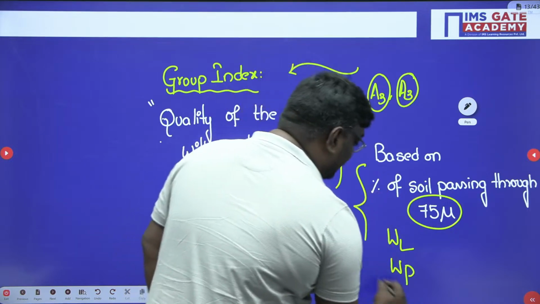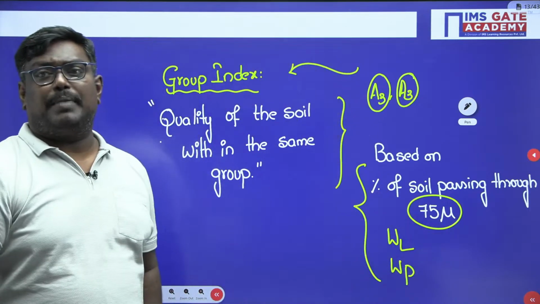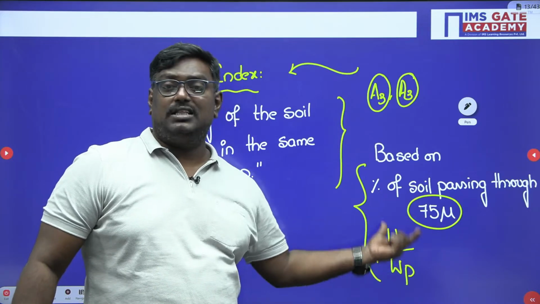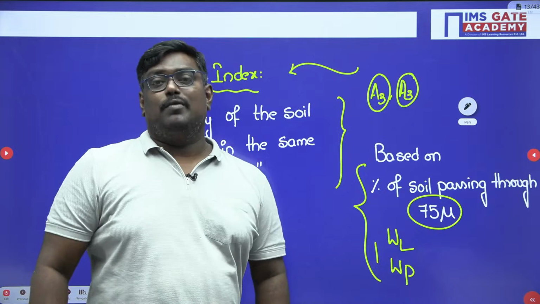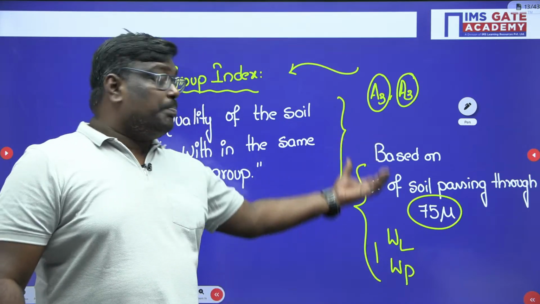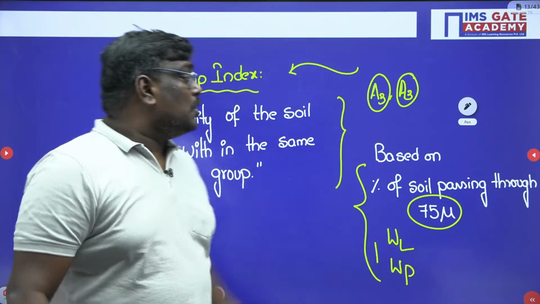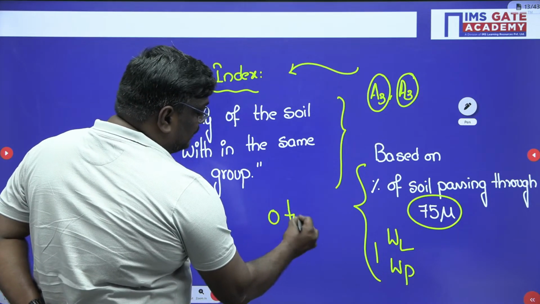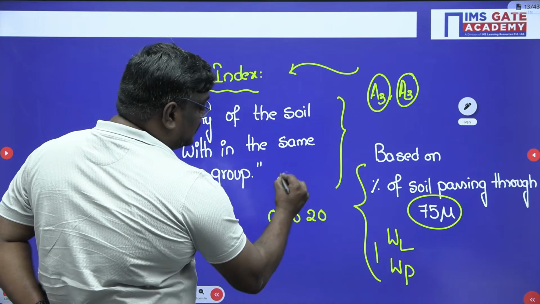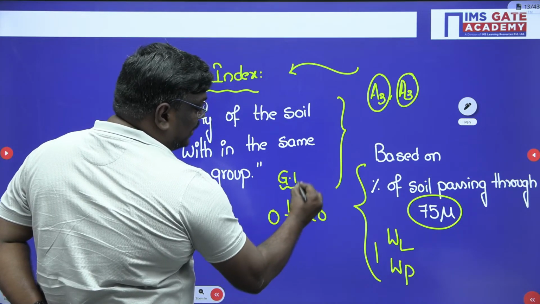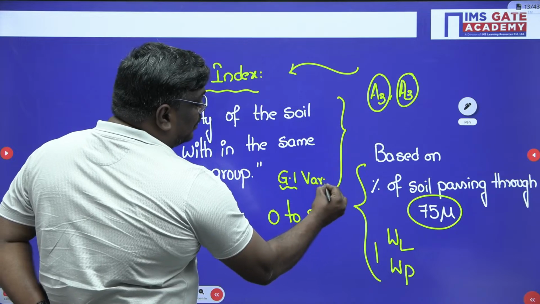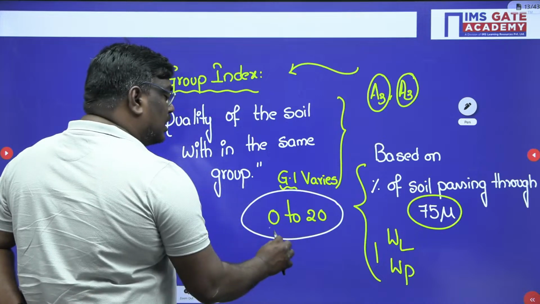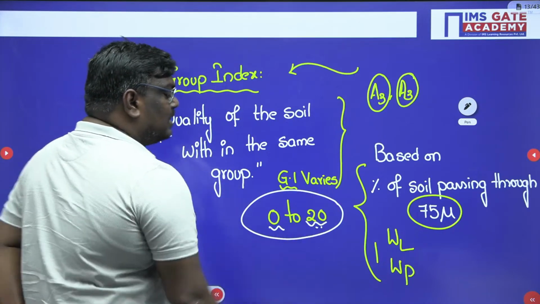All these three are the parameters based on the soil passing through the 75 micron, liquid limit and plastic limit. I will be discussing these in detail in tomorrow's session when it comes to Atterberg limits. Based on these three parameters, group index has been given numbers 0 to 20. So, my dear students, group index, GI, varies between 0 to 20. Here also same funda, smaller the group index, better is the soil.